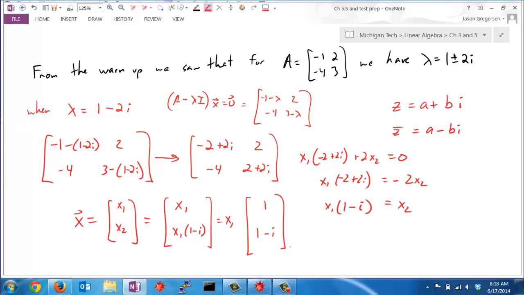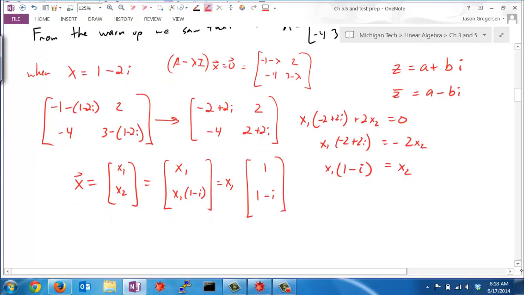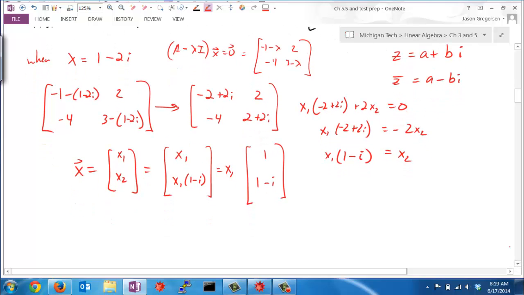That was the bad news, right? It's a little more complicated. Not too bad, but it's a little more complicated. Some uglier algebra. Now for the good news.